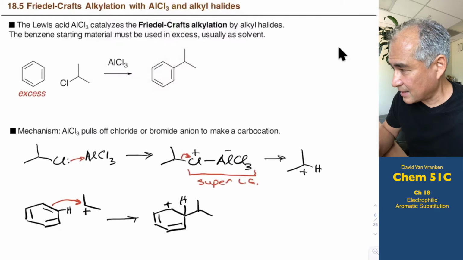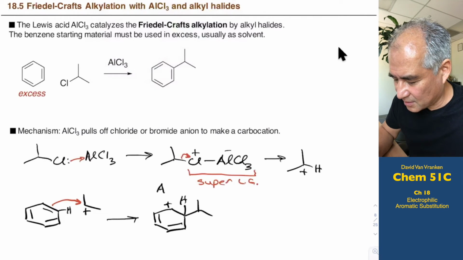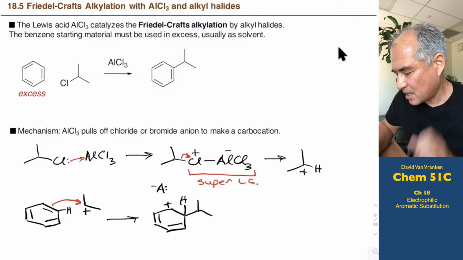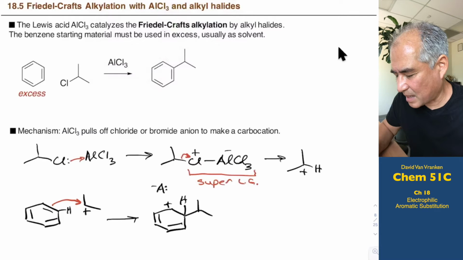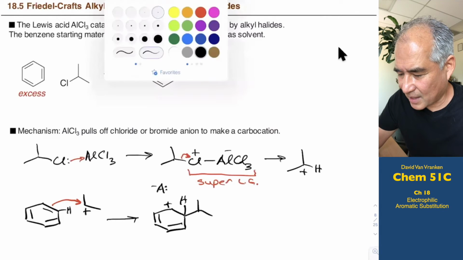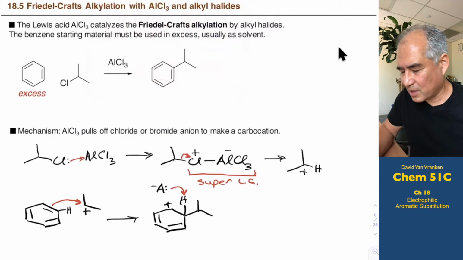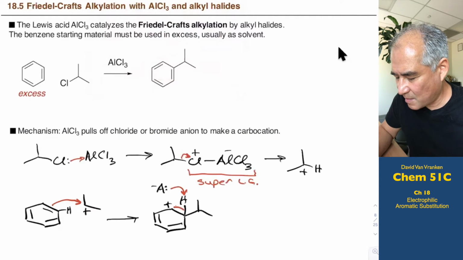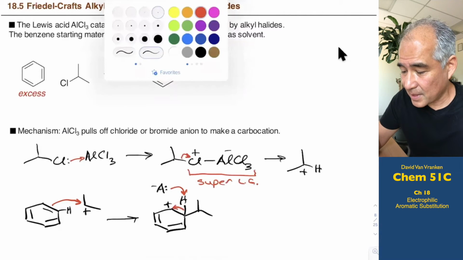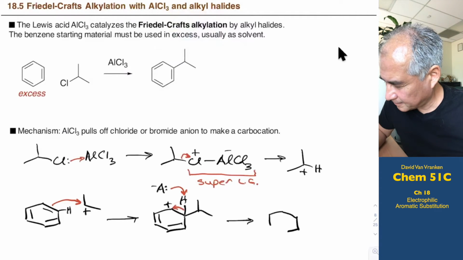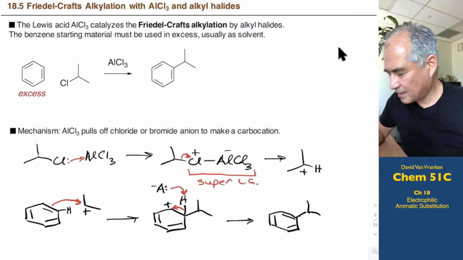And the conditions are acidic. So something with a lone pair under these conditions, I'll depict it as A minus. It's the tetrachloroaluminate byproduct that got popped off here. But we don't really care about the identity of that species. We just want to indicate that something's going to pull that proton off because this wants to be aromatic again. And there we go. We've pulled off the proton and substituted our benzene ring with an alkyl group.